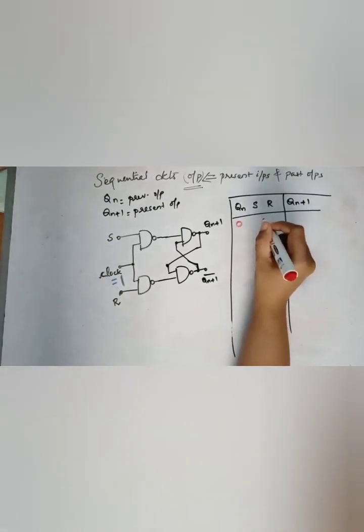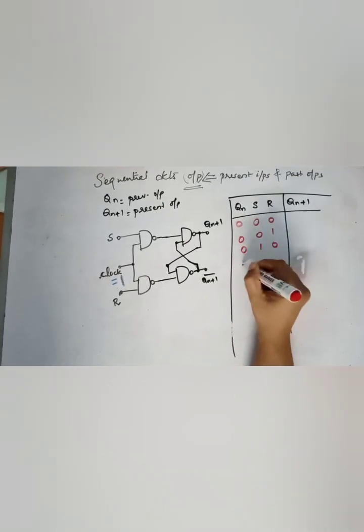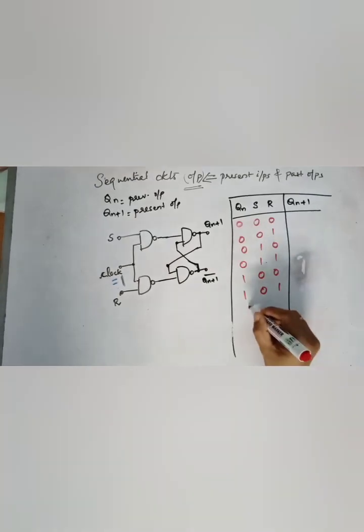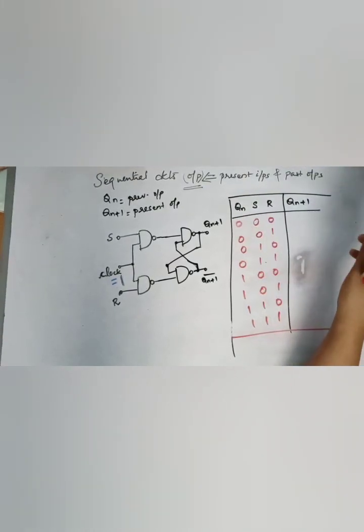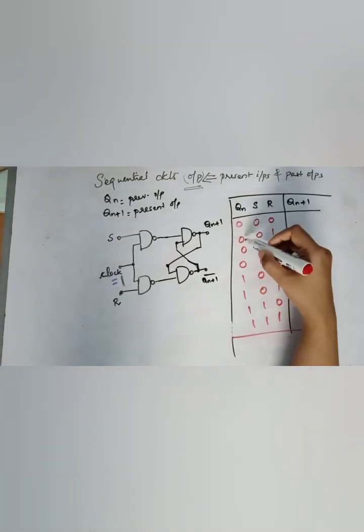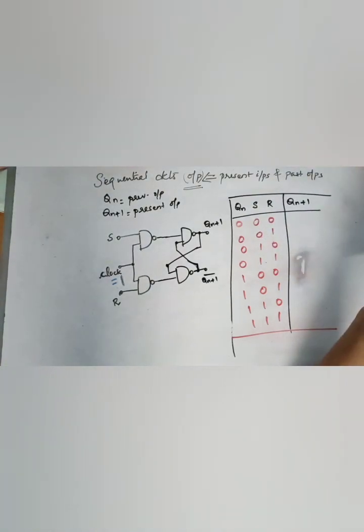We have 3 inputs, so we'll write all the combinations. It can be any of these. Now, for a certain reason, I won't take the first one. I'll tell you why later on. I am taking the second case, that is Qn equal to 0, S equal to 0 and R equal to 1.